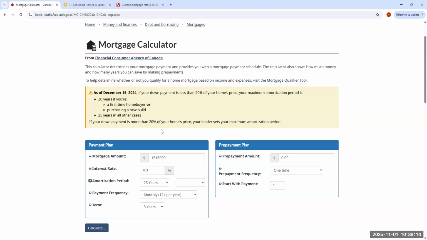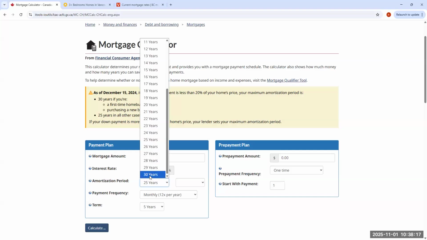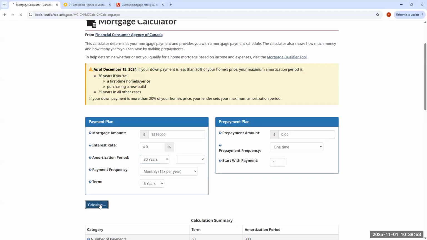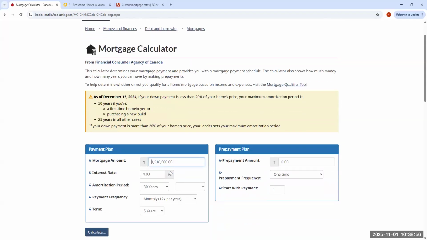Amortization period: let's say you're a first home buyer, so let's put the amortization period at 30 years. Payment frequency. This is interesting because depending on how often you pay the mortgage, you're going to have a different amount. Let's leave it monthly, and then we're going to make a comparison so you can see it. Term is always 5 years. We're going to keep it at 4% for 5 years. After 5 years, we can change it. We're not going to make any prepayments, nothing like that. Let's calculate how much our mortgage is going to be.